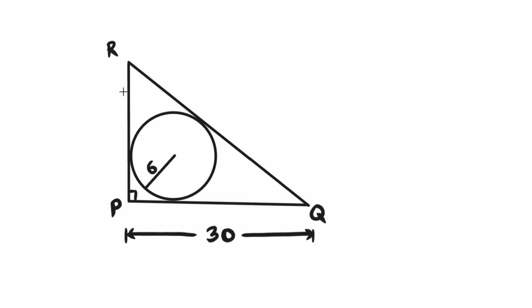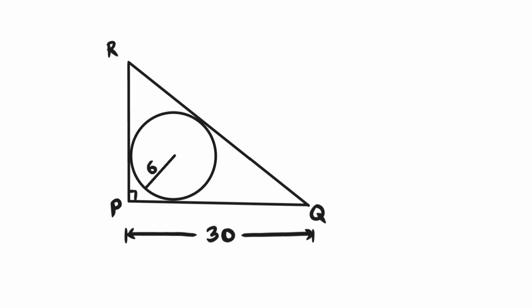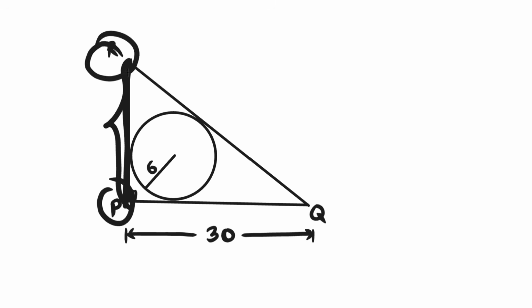Let's solve this right triangle problem carefully, step by step, and pay close attention to the idea that makes the whole problem work. We have a right triangle PQR with a right angle at P. The entire base, PQ, is 30 units long, and inside the triangle we have a circle that touches all three sides. The radius of this circle is 6 units. Our goal is to find the height, which is the length of PR.